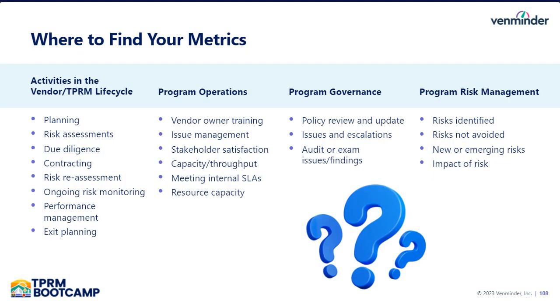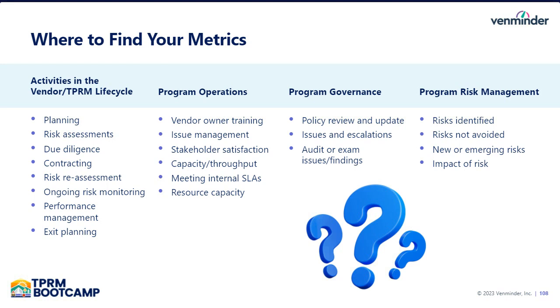Now, when it comes to where you might find those metrics, a really obvious starting point is the activities in the third-party risk management lifecycle. Are they happening? Are they happening on time? Are there any issues? But we can also look for metrics that reflect program operations. So how many vendor owners have been trained? How satisfied are the stakeholders? How many resources do we have?